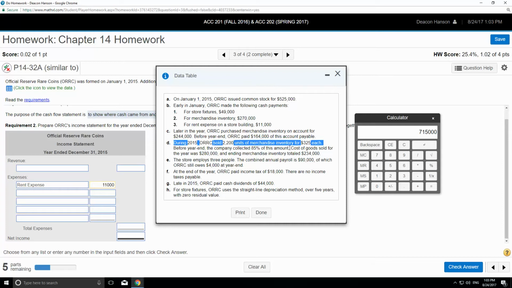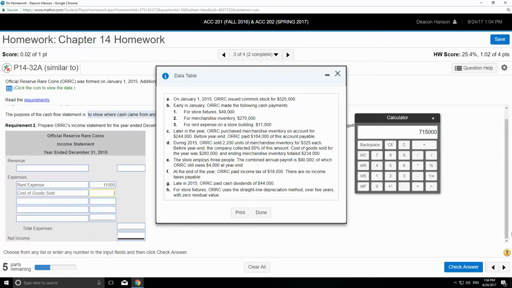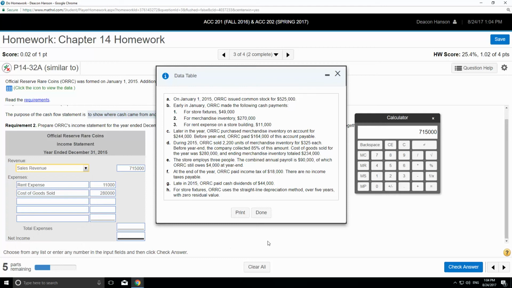But the third sentence in item D, cost of goods sold for the year was $280,000. That's an expense. So we can say cost of goods sold, $280,000. Okay. And for now, I'll put that $715,000 up there as revenue, sales revenue. Okay.